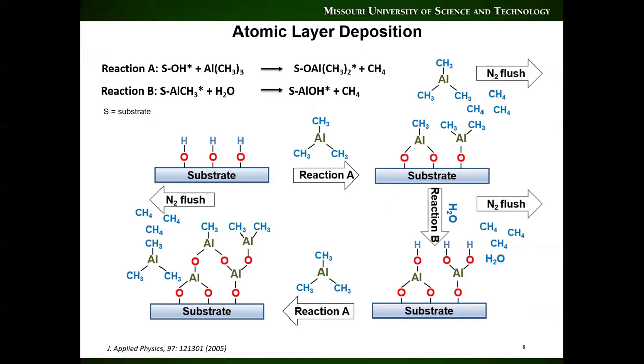The flush is crucial for ALD, which can remove unreacted precursors and the side product methane to get rid of uncontrollable chemical vapor deposition during ALD. In this manner, the conformal coating will be grown layer by layer on the surface of the substrate.